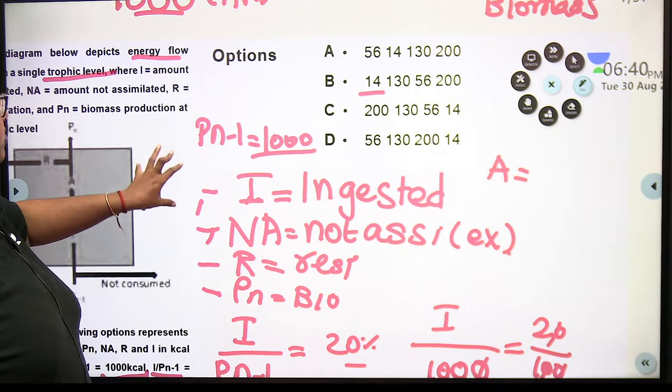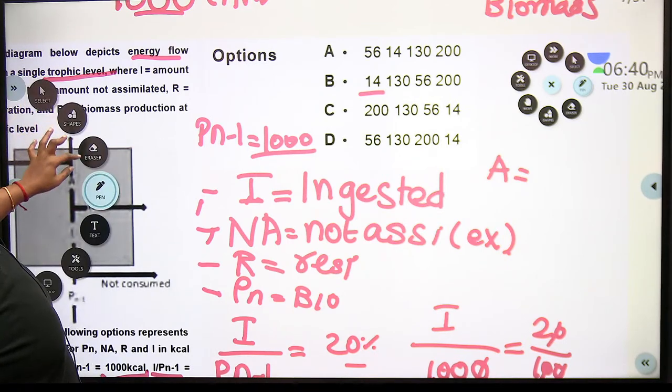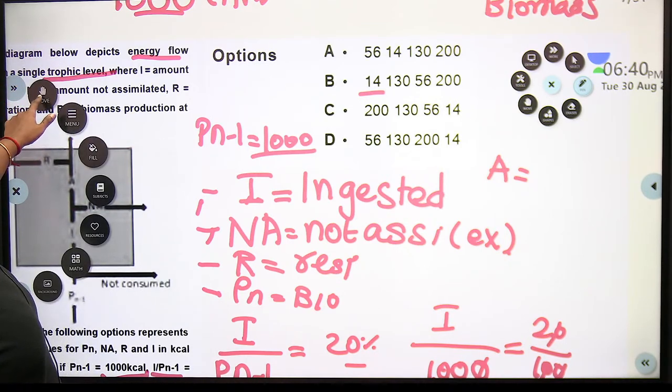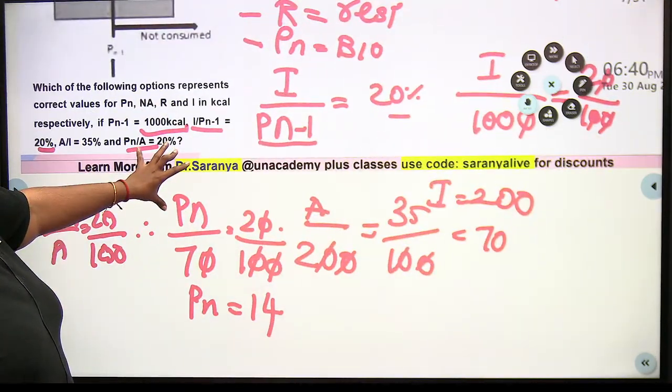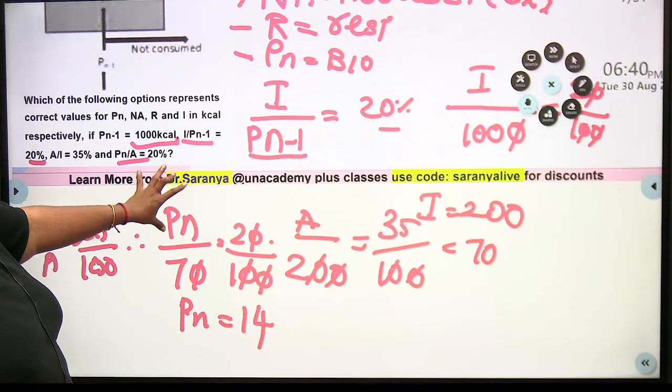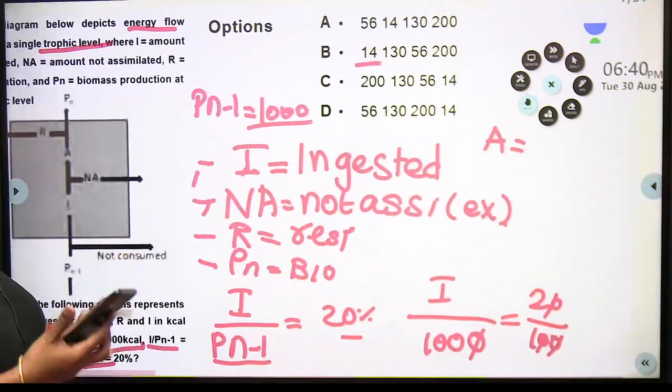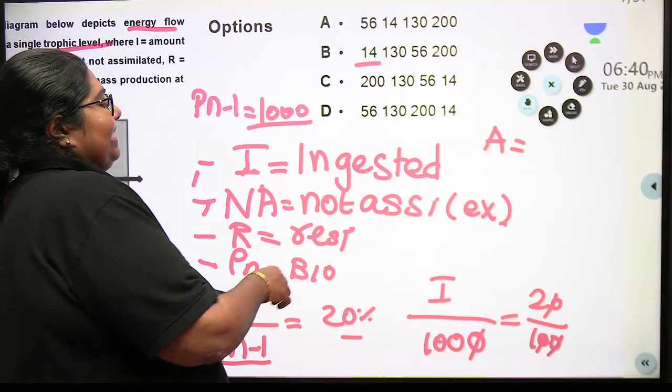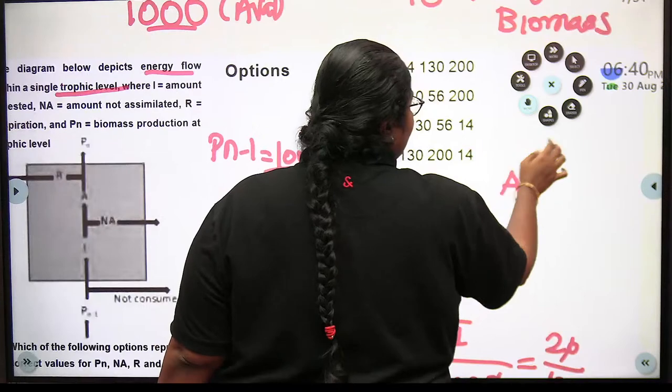Based on our calculation, what is assimilated? Come on guys, did you get it? What is going to be your assimilated? Assimilated is 70. Yes, B is the correct answer. Correct. Assimilation is 70.